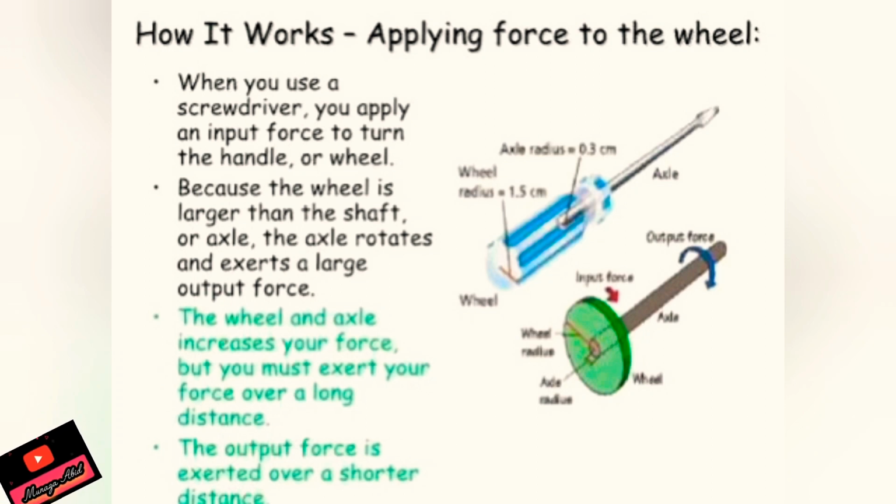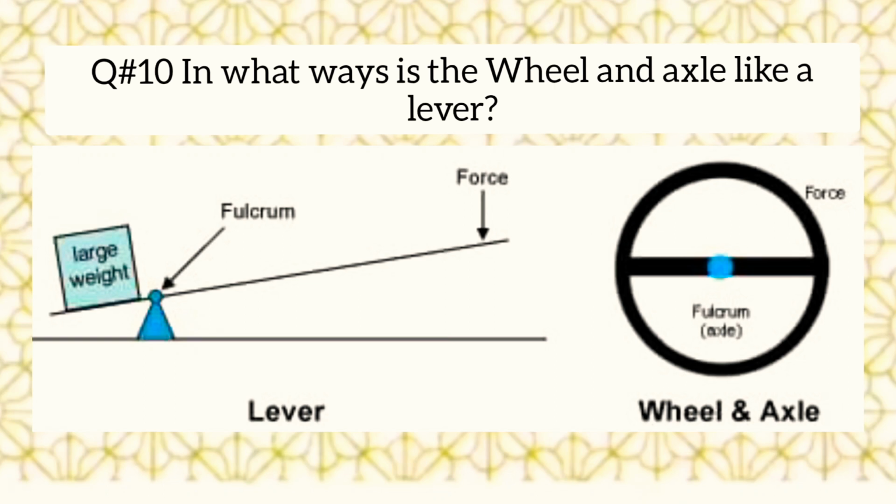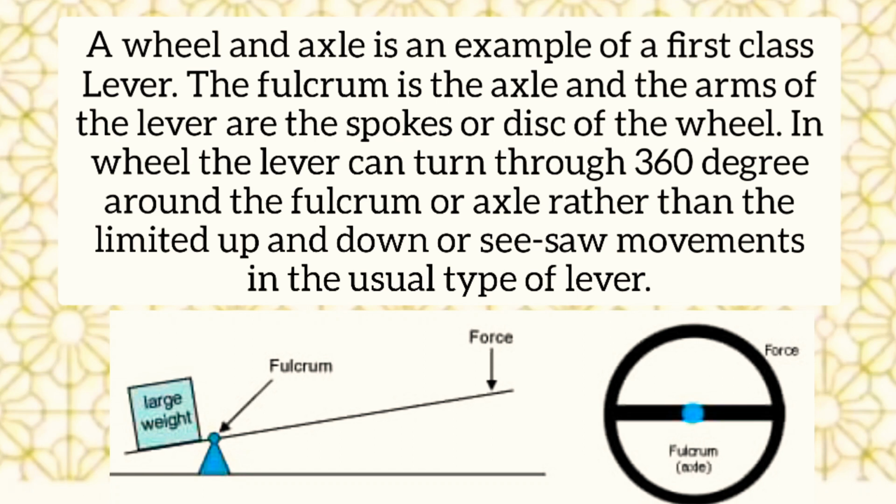Screwdriver and wheel and axle are the same. They are examples of levers. Here is the same question. That's why I have added this picture here. In what ways is the wheel and axle like a lever? So the answer we have studied in the reading too. The answer is here. I have shown the diagram as well.